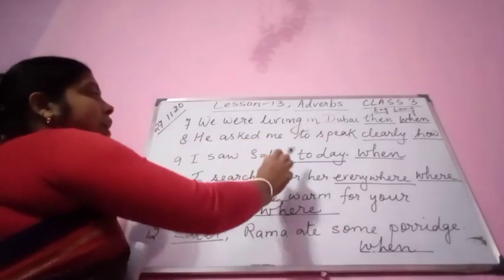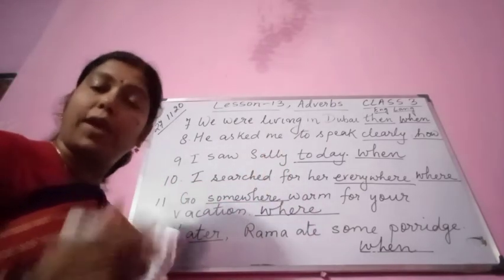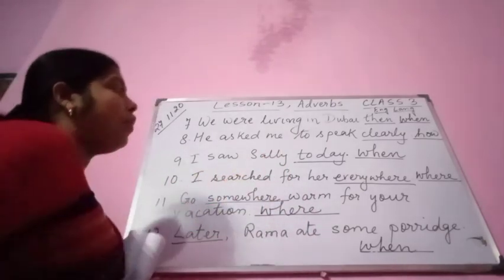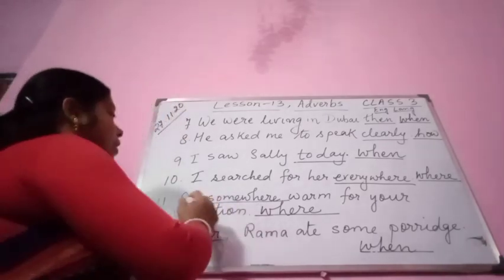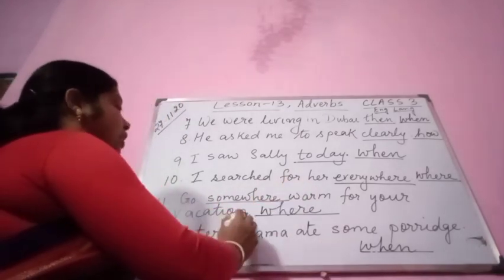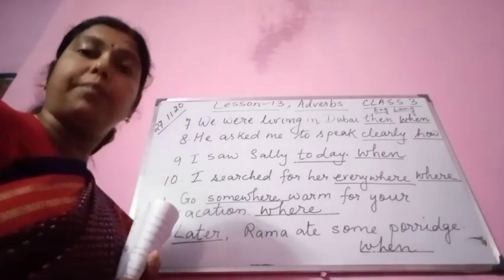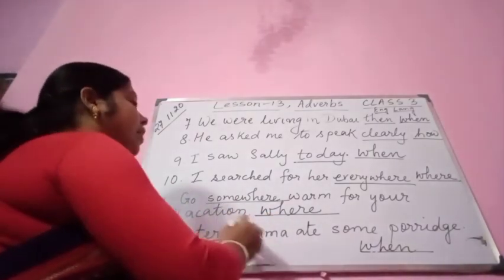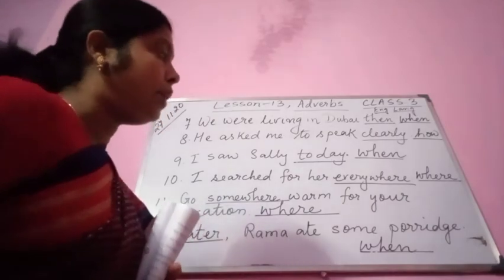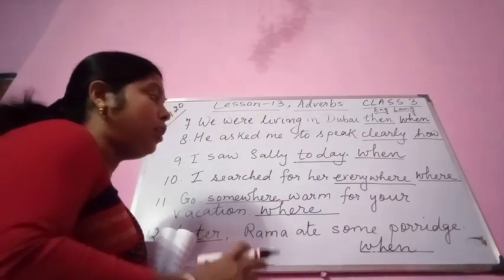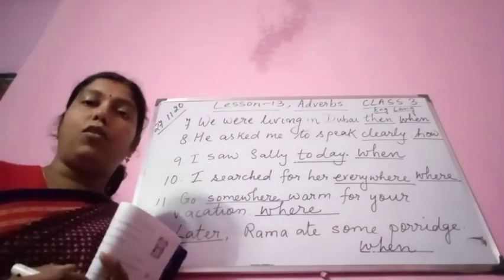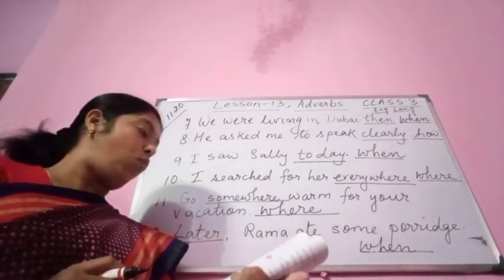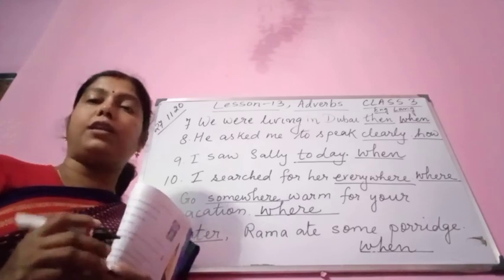Number 9, I saw Sally today. This is telling us about when. I searched for her everywhere. It is telling us about where. Go somewhere warm for your vacation. It is also telling us about where. Later Rama ate some porridge. So later, it is telling us about when. Okay, children, please do 1 to 12 in your English language copies.